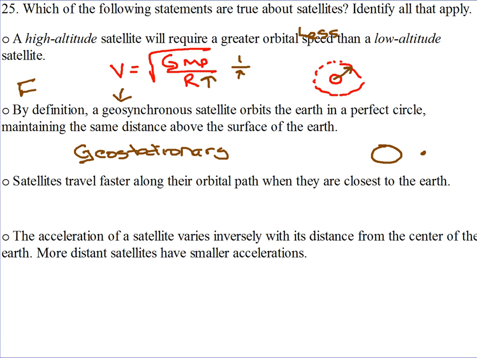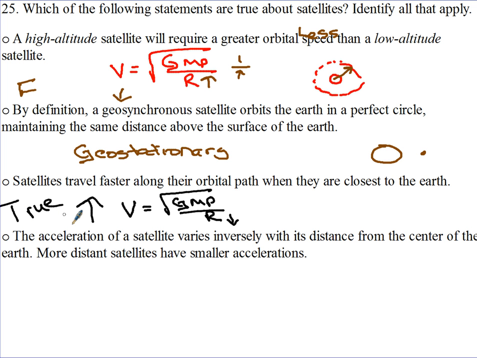All right, satellites travel faster along their orbital paths when they're closest to Earth. Let me go back to my speed equation that we just came up with. The velocity is the square root of G, the mass of the planet, divided by the radius. So if they're close to the Earth, that means this is a very small radius, which means you have a very large velocity. So this one is true.